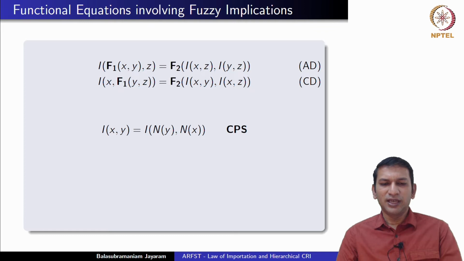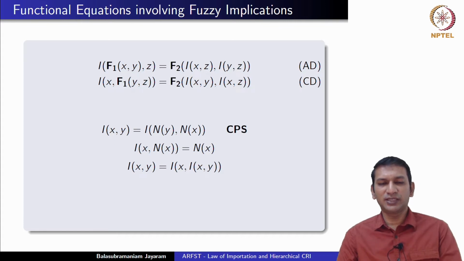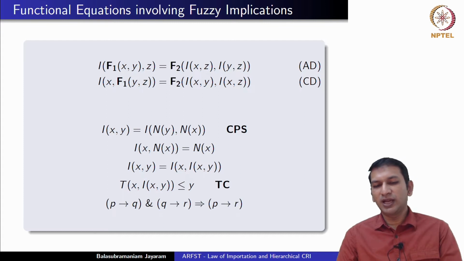For instance, x implies y is equivalent to negation y implying negation x. This is the contrapositive symmetry. So we could also think of this as a functional equation. This is another functional equation, I of x comma Nx is equal to Nx. And this is called the iterative functional equation, I of x,y is equal to I of x, I of x,y. This is the T conditionality that we have seen. This is called the hypothetical syllogism. We have kept it in the almost logical format because we could put I for the arrow and T for the ampersand here. But this is kept in this form so that we could see what exactly it is doing.